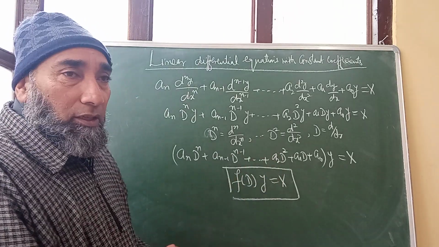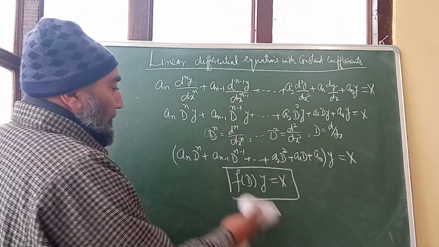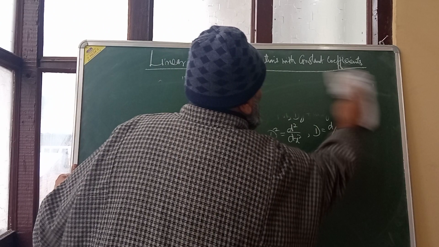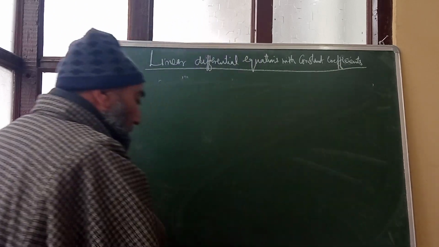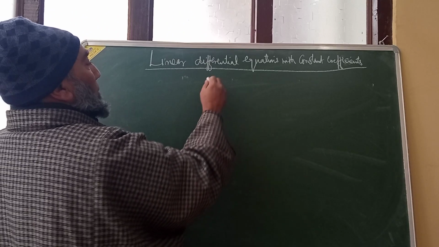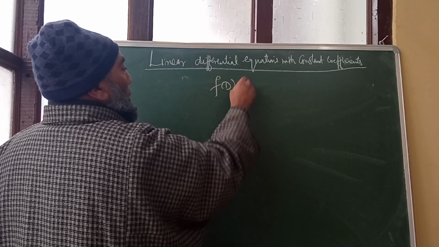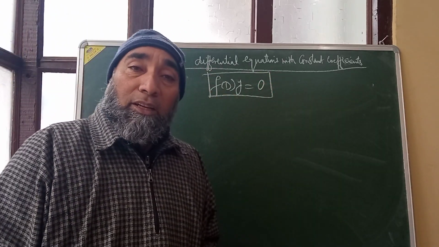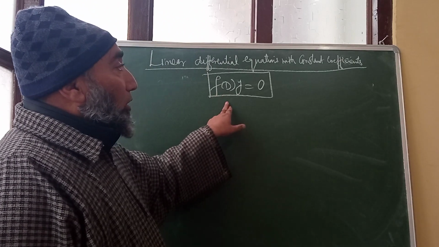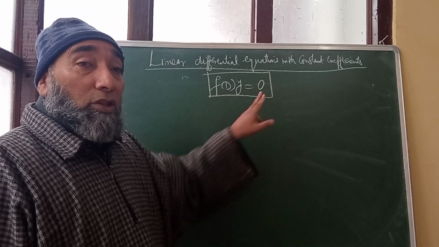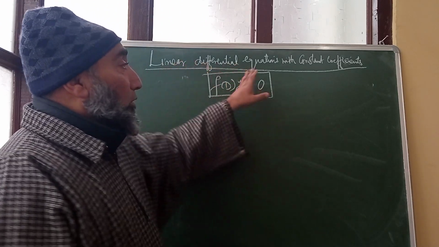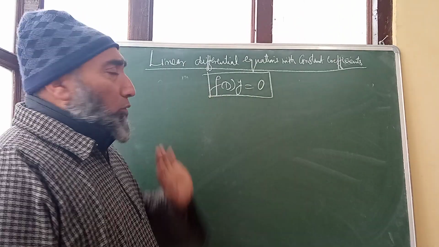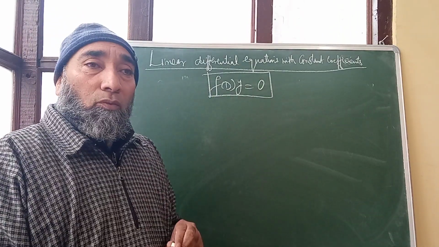Now, how to solve such type of equations? First of all, I will take up f(D) operating on y equals 0. I will try to solve f(D) operating on y equals 0. Right hand side is 0, X is 0. This is a linear differential equation with constant coefficient with right hand side 0. This is known as a homogeneous linear differential equation with constant coefficient. Its solution is given by something. I will just let you know what it is.